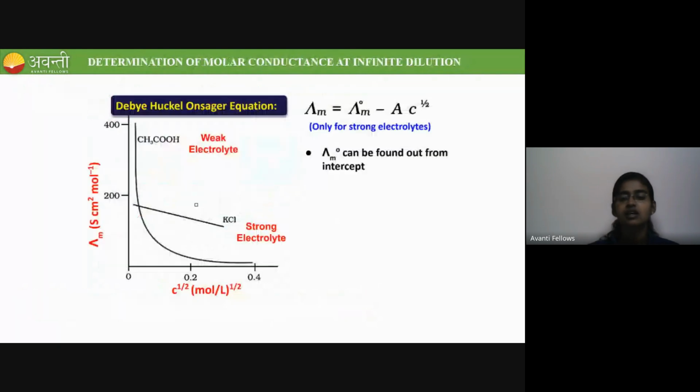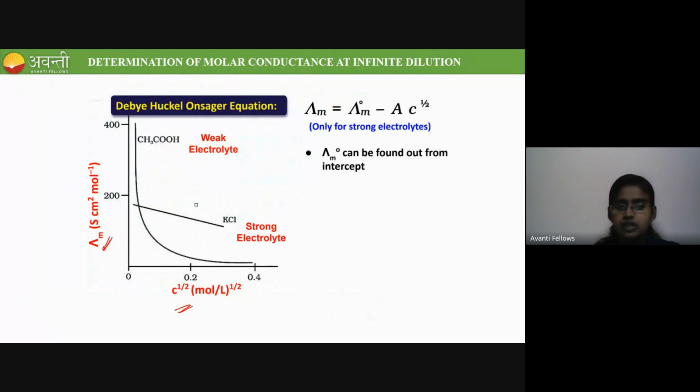Now next we will study the determination of molar conductance at infinite dilution, given by the Debye-Huckel-Onsager equation. We are plotting a graph between the concentration and the molar conductivity.